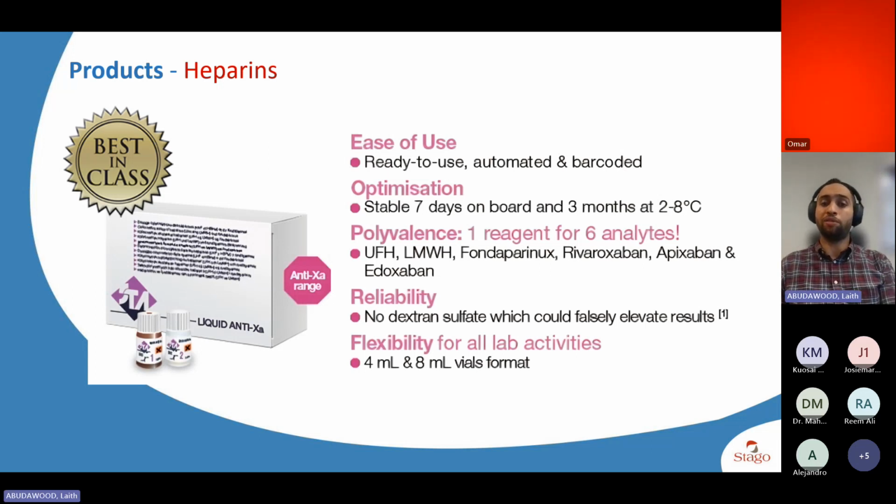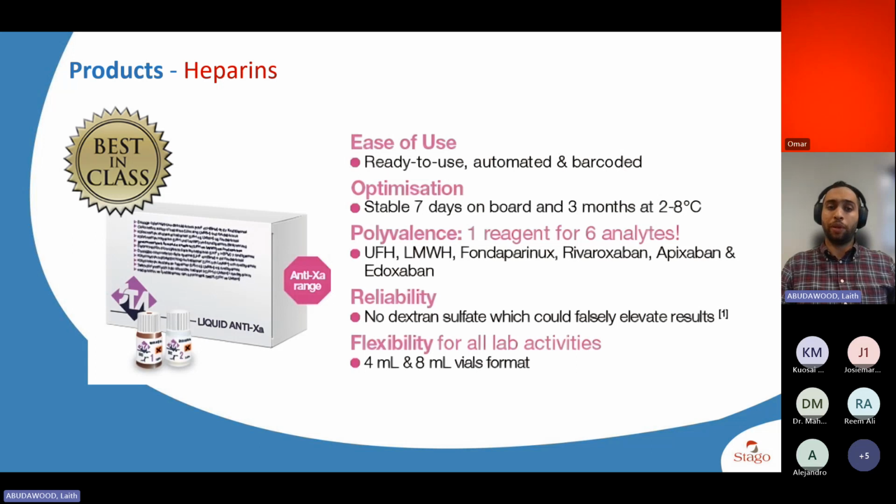It's a kit that is stable for 7 days on board on the analyzer and up to 3 total months at 2 to 8 Celsius, reducing your wastage quite significantly. And when there are any urgent samples, you don't have to start a preparation from scratch. The kit is ready for you to use there.